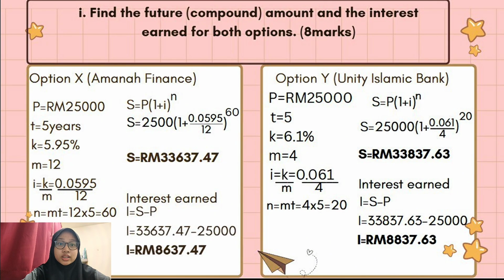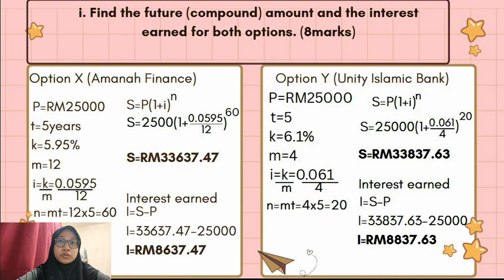Next is interest earned. The interest earned formula is I equals S minus P, so the interest earned is 33,637 ringgit and 47 cents minus 25,000, which is the answer that we already got. And then we get 8,637 ringgit and 47 cents.